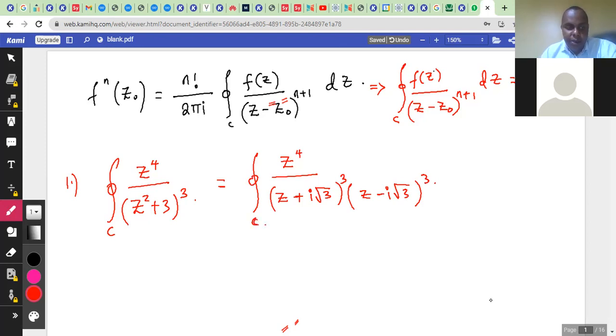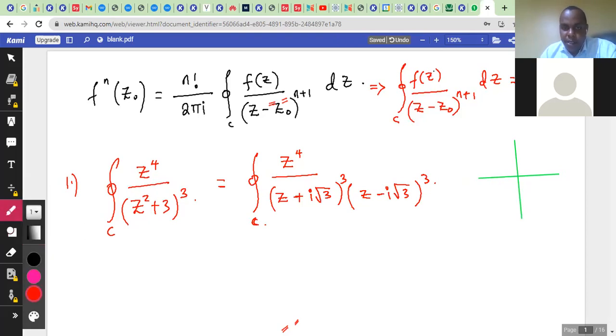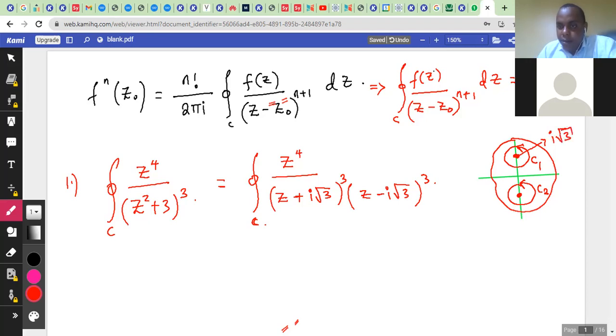So if you were to draw a complex plane, it's going to have a pole at i root 3 here. And it's going to have another pole at negative i root 3. And we want to find the integral around the whole region. So we are going to do the integral around the first curve that I'm calling C1, and we will also do the integral around the second curve, which I'm calling C2. At C1, the pole is i root 3, and at C2, the pole is negative i root 3.